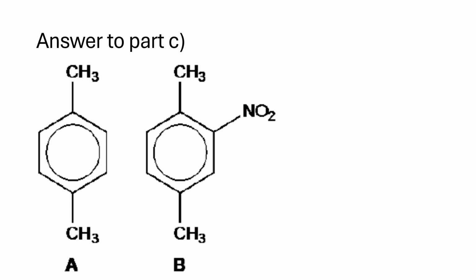So the mononitration will go on in any of those 4 spare places, and all of them would lead to 2-nitro-1,4-dimethyl benzene.